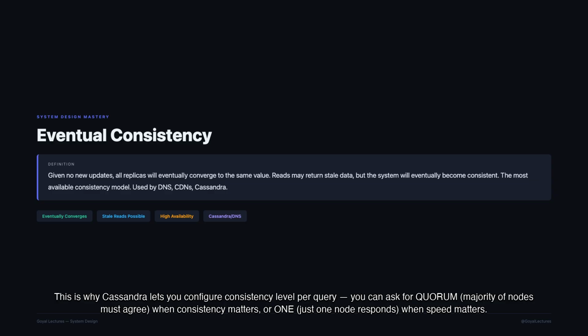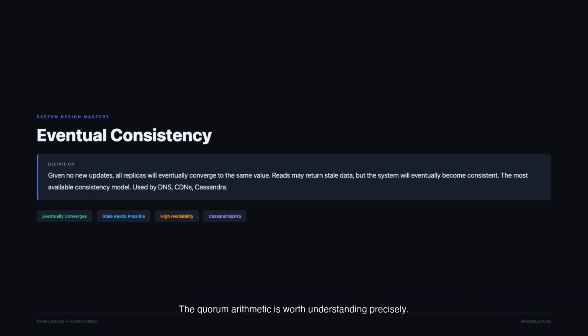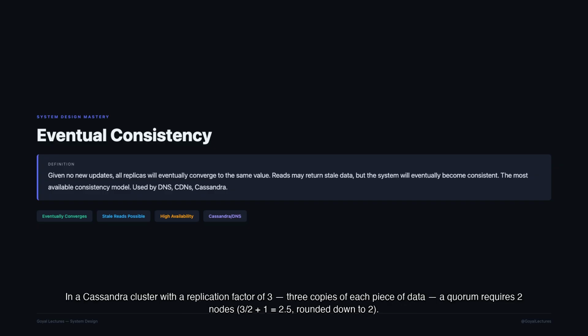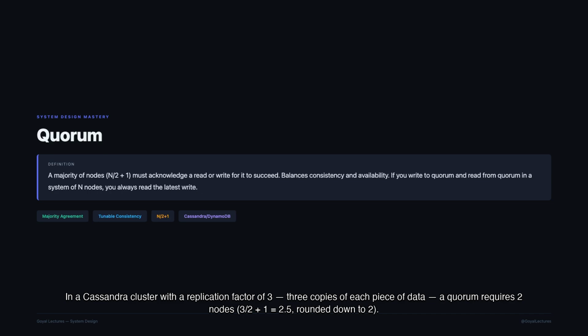This is why Cassandra lets you configure consistency level per query. You can ask for quorum, majority of nodes must agree, when consistency matters, or just one node responds, when speed matters. The quorum arithmetic is worth understanding precisely. In a Cassandra cluster with a replication factor of 3 copies of each piece of data, a quorum requires 2 nodes: 3 divided by 2 plus 1 is 2.5, rounded down to 2.